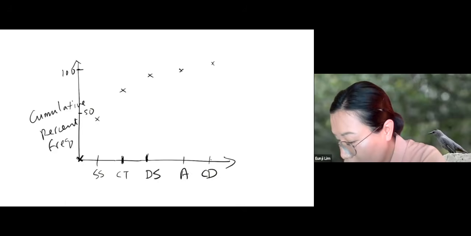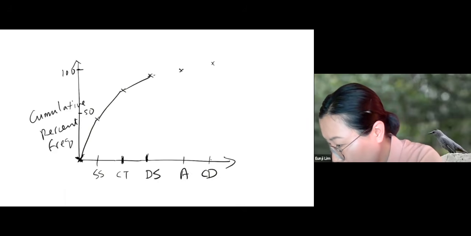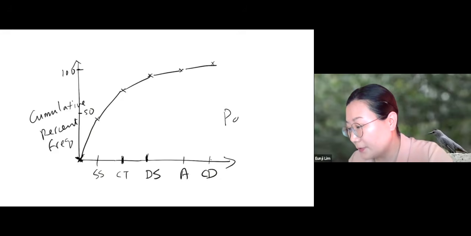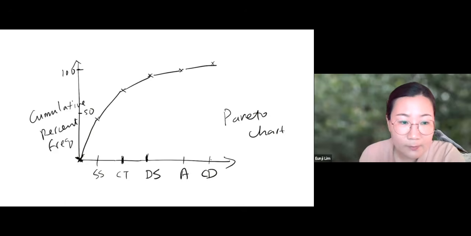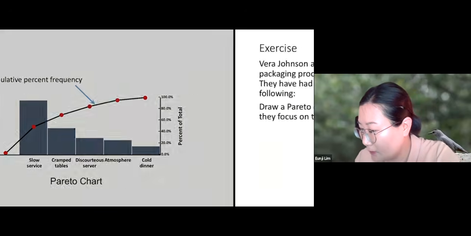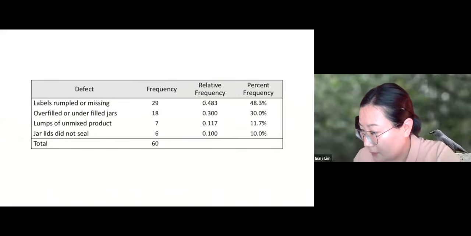First, you start from the origin, and then connect the dots with the line segment. Now this is the Pareto chart. Okay, this is the Pareto chart.